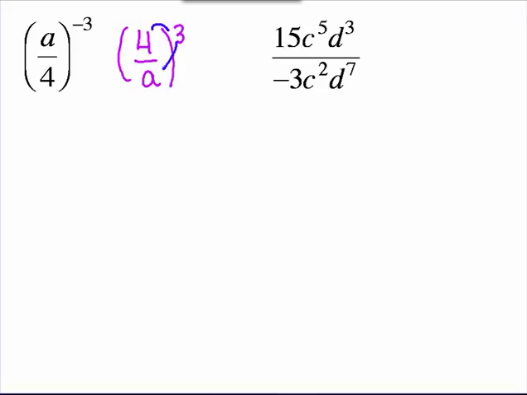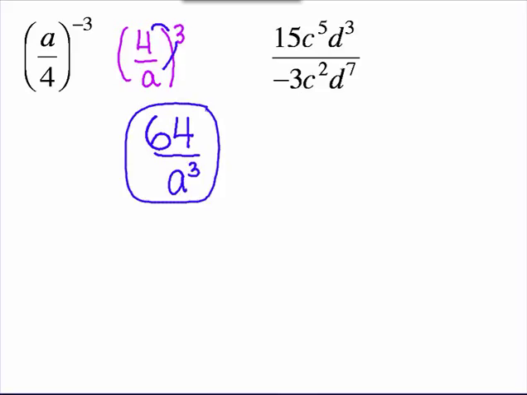What is 4 cubed? 64 divided by a cubed. There you go. That's it. So these problems don't take an incredible amount of time, okay, but you just have to know a lot of rules. So on this next one, this is real similar to that last one we just looked at when we multiplied, except for now we are going to divide.